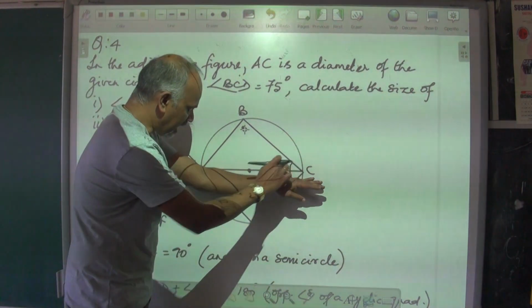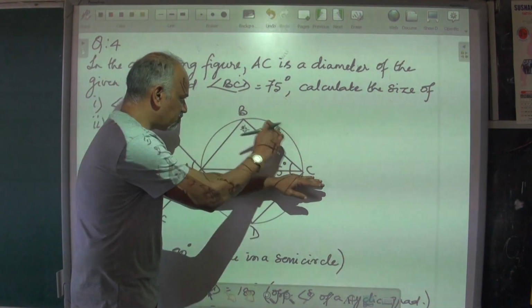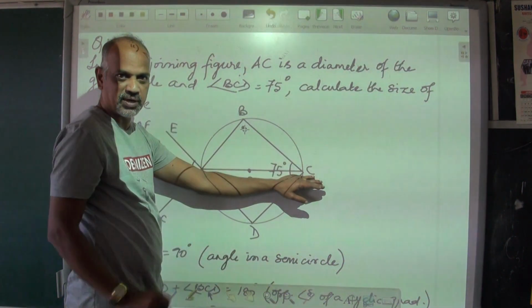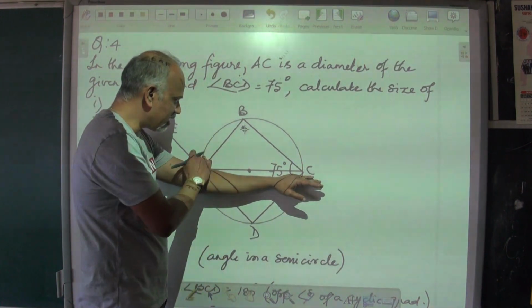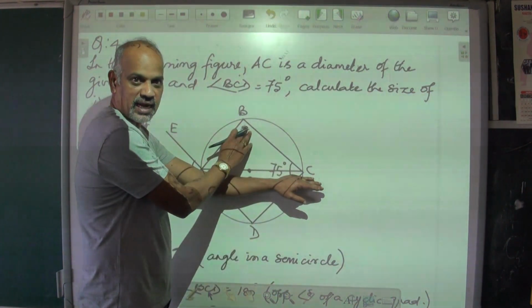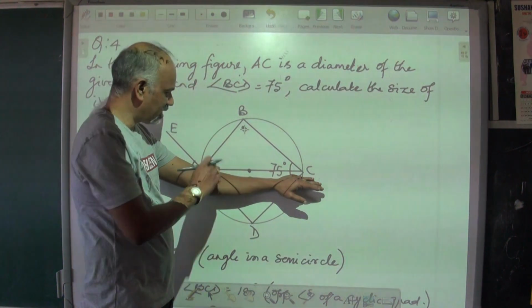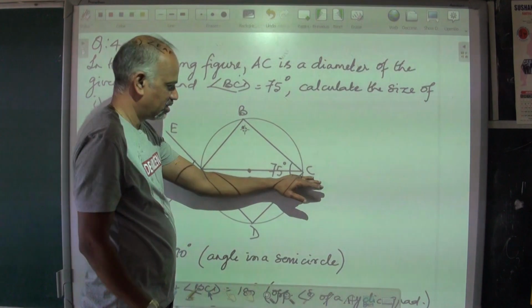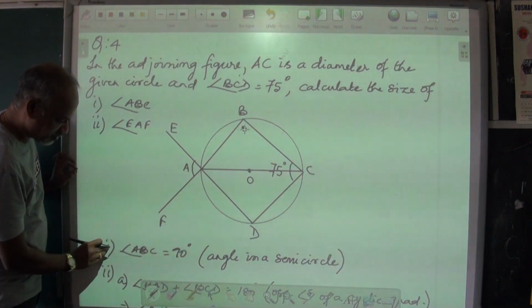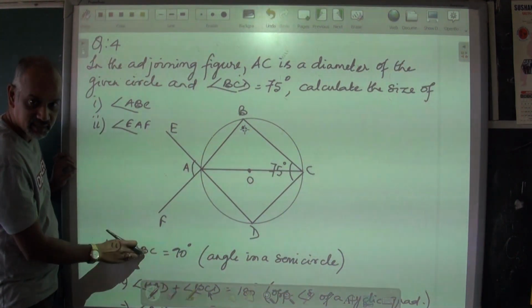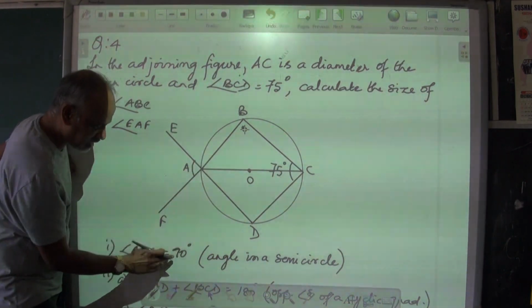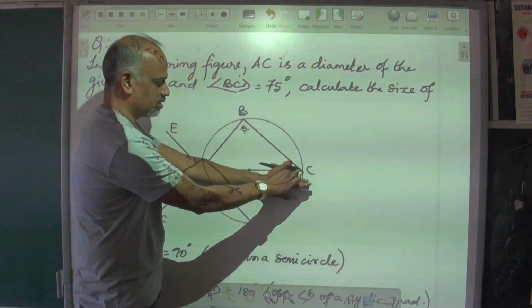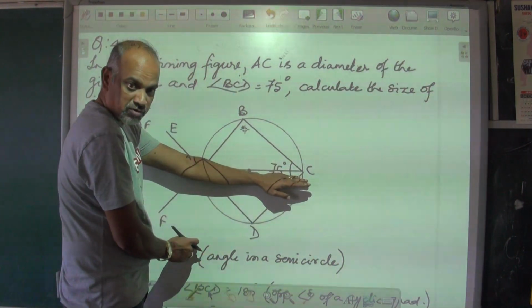Since this is the diameter, this figure is a semicircle. According to the third property of circles, the angle in a semicircle is a right angle. This angle will be equal to 90 degrees. Nothing much you have to find. So first statement, angle ABC is asked. ABC is equal to straight away 90 degrees. Reason: angle in a semicircle. That should give you 90 degrees.